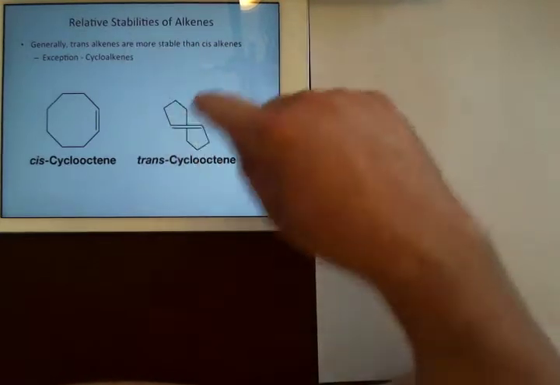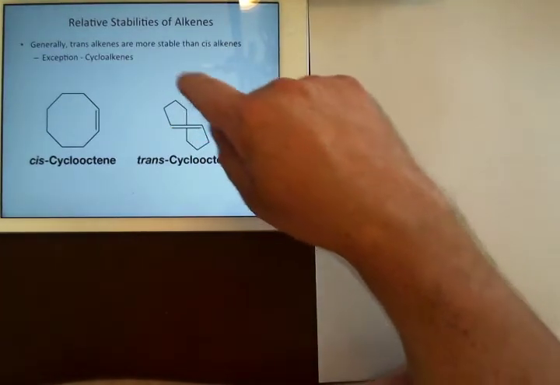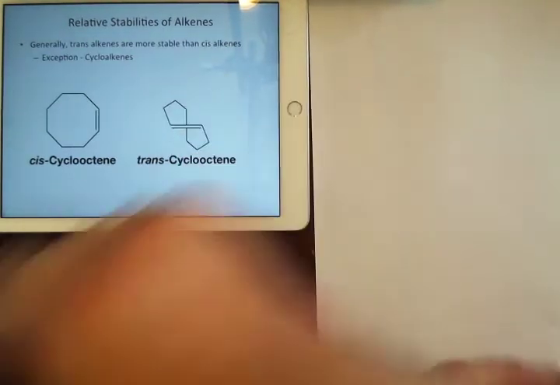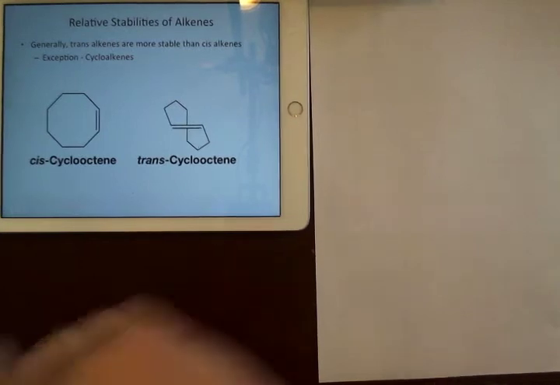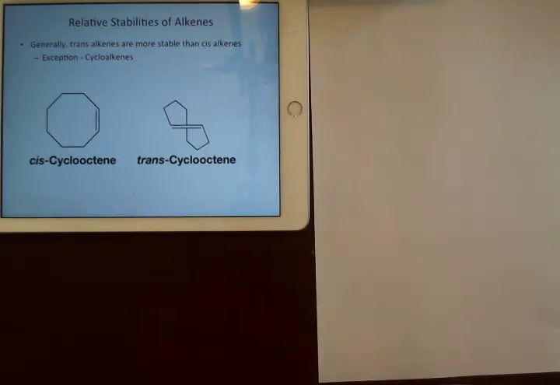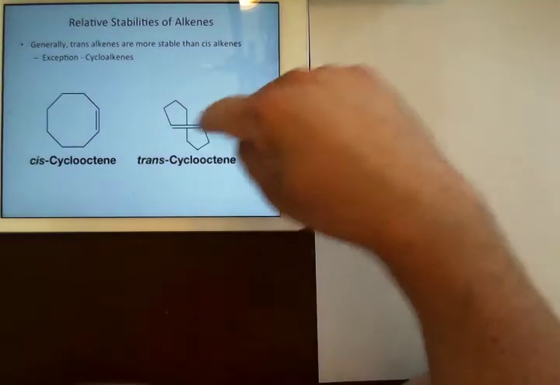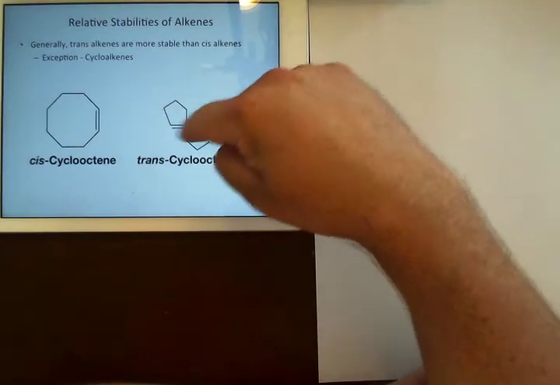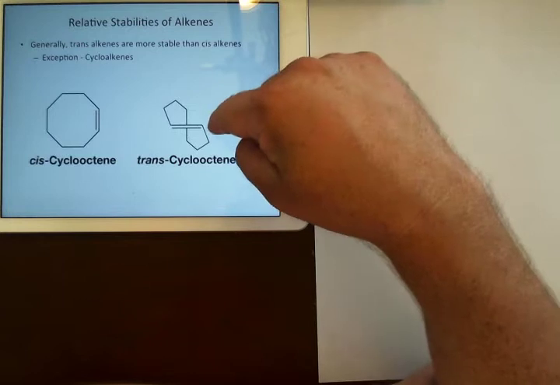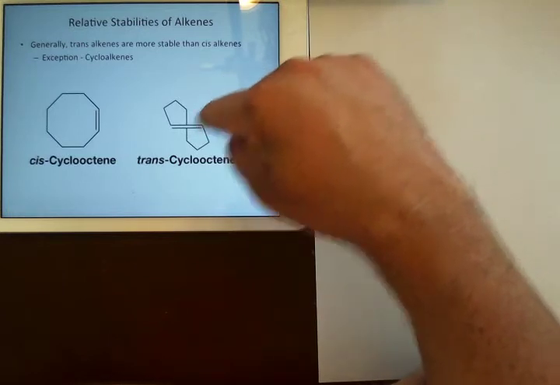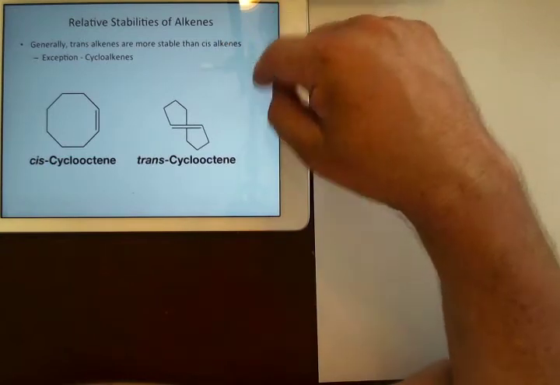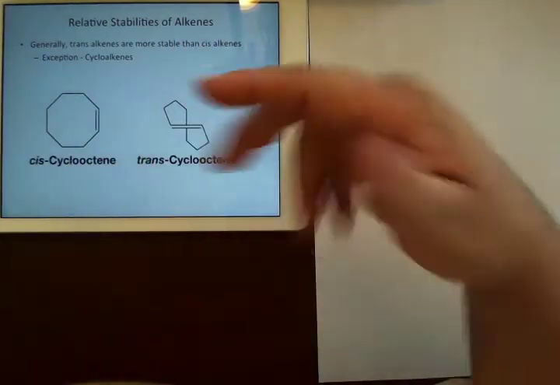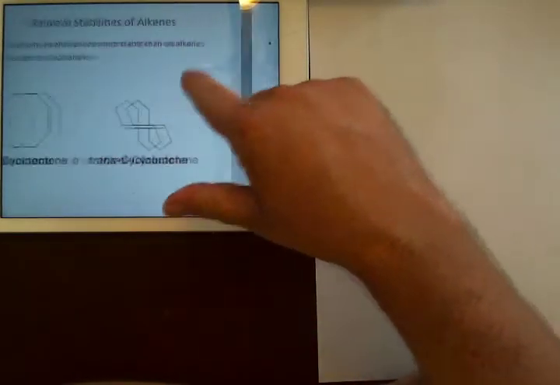So for the trans, this is probably about as small as you can get to get a productive trans cyclic compound, and if you try to do this with your model kit, hopefully you won't break your model kit. But notice how oddly shaped it ends up having to be. So with that, there's a hydrogen pointing up on this side, there's a hydrogen pointing down on this side. It's trans, but it's going to be really difficult. So for cyclics, you end up with the cis.